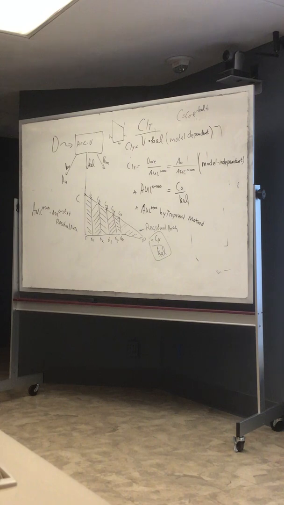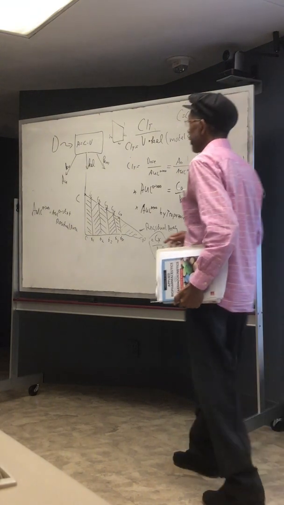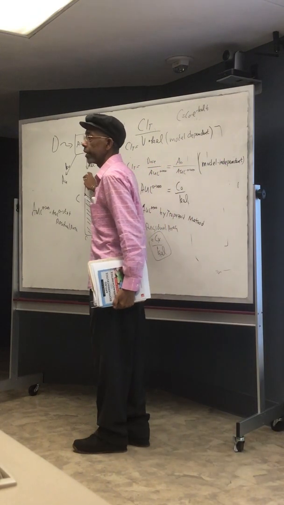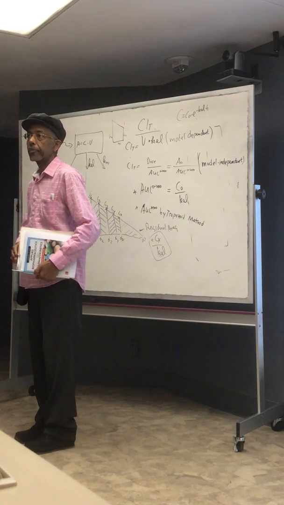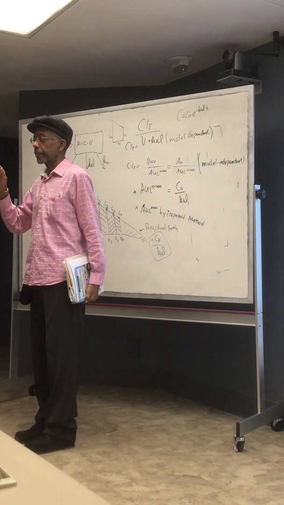One quick question. By definition, what is KEL? It's the first order rate constant for elimination. By definition, first order rate constant. We good?